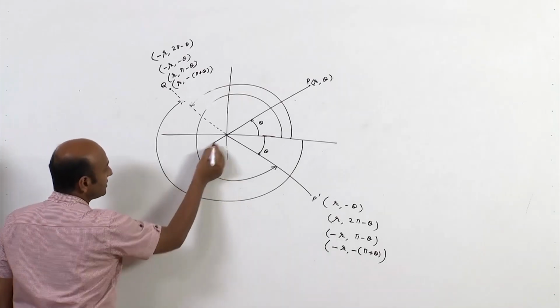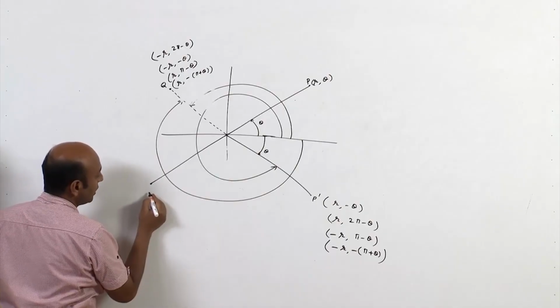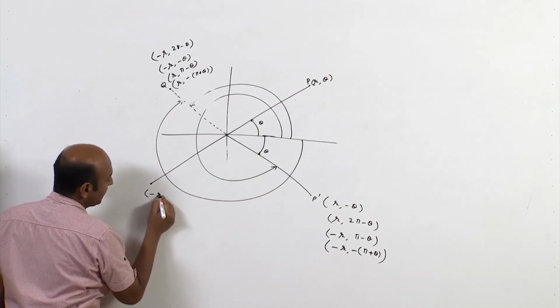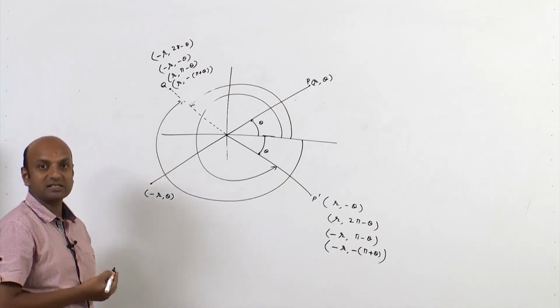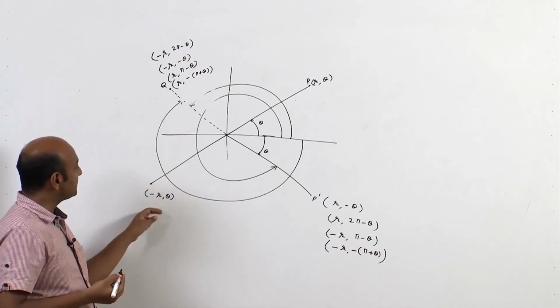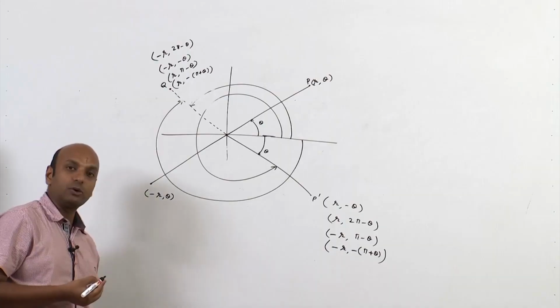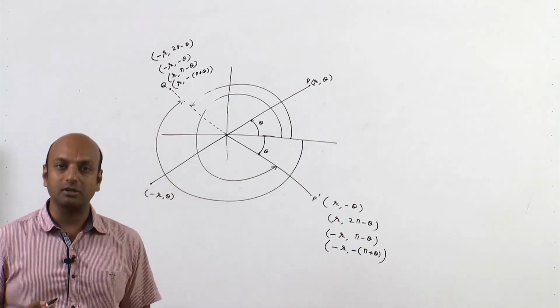About origin means this point. So, the representation of this point is minus r comma theta. The first and very obvious representation is minus r comma theta. If you replace r by minus r and theta by theta and there is no change, that means it is symmetrical about origin.